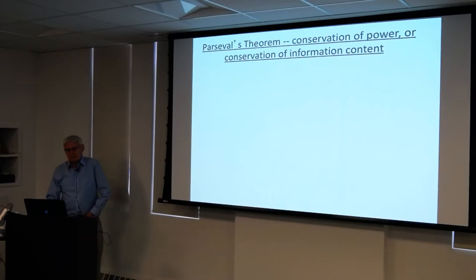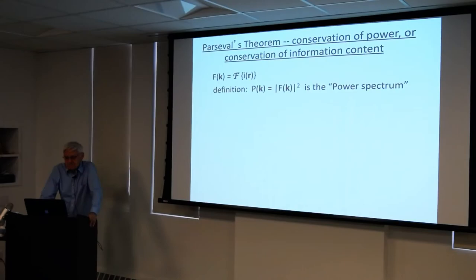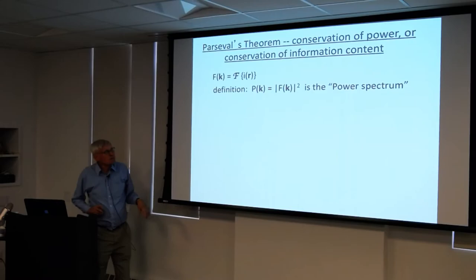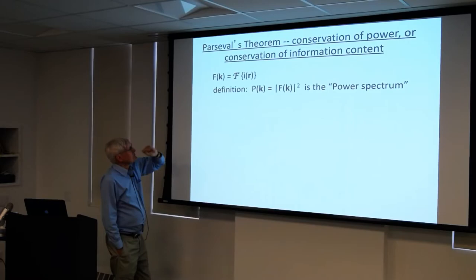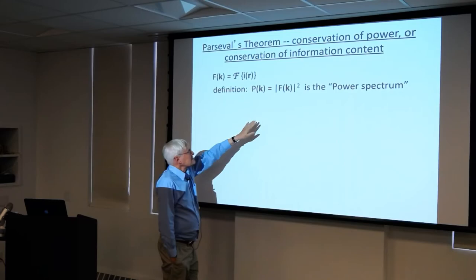Now this is a very interesting theorem, which is very useful in terms of thinking of a problem: Parseval's theorem. It's a theorem of the conservation of power, or the conservation of information content. This is a very general theorem, and the application to a Fourier transform is just one of the examples. So first of all, as I introduced before, F of k is the Fourier operator on an image i of r. Now the definition of the power spectrum is that it's the absolute square of the Fourier transform.